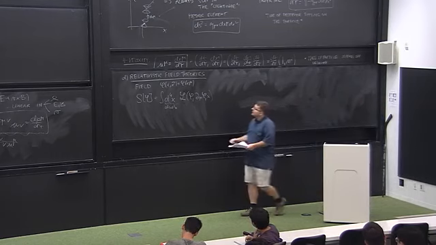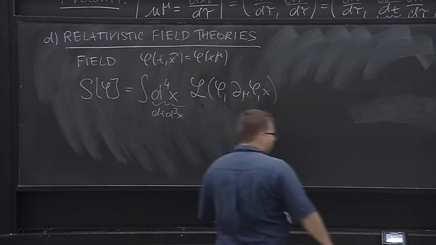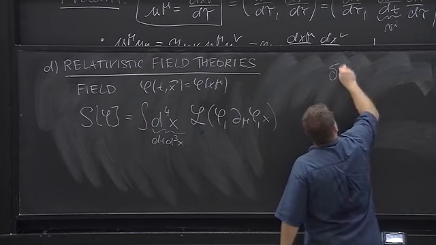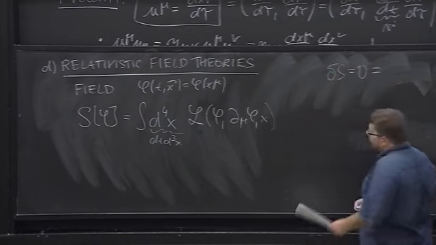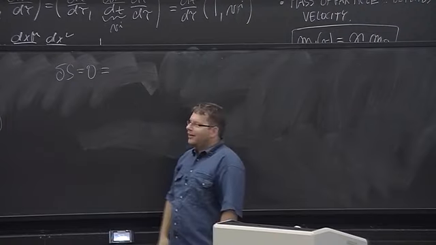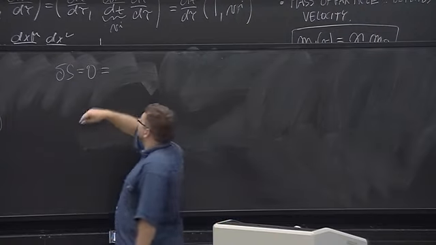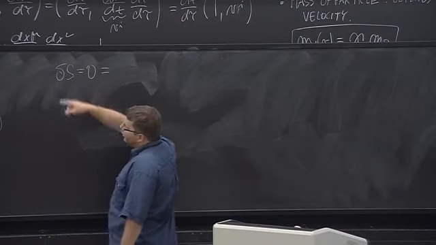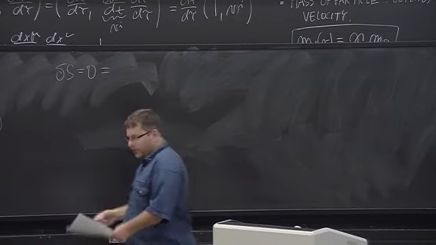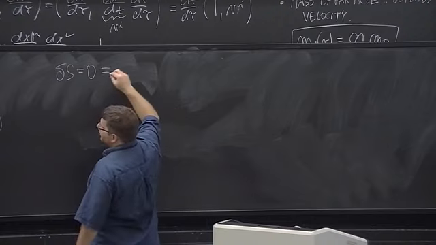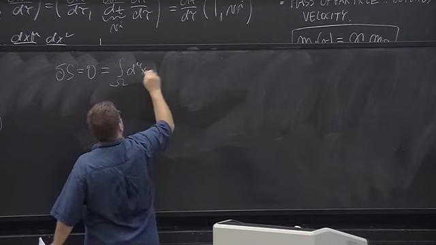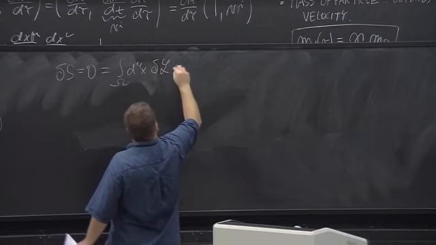All right, so we have this. And now we impose the action principle. So we require that delta S is equal to 0 to find the equations of motion. Again, this is our normal delta, not delta tilde. So it's just touching the phi's, but not touching the x's. So this is an integral over some domain omega d4x of delta L.